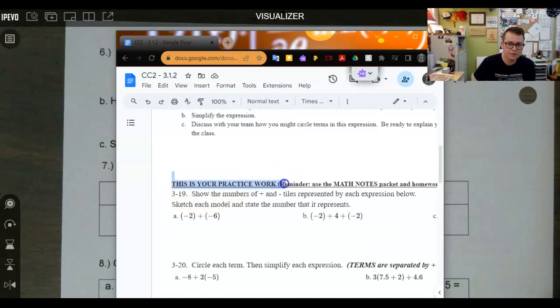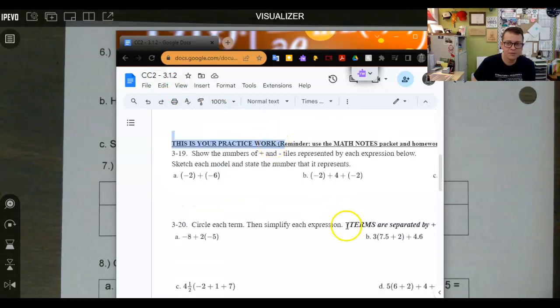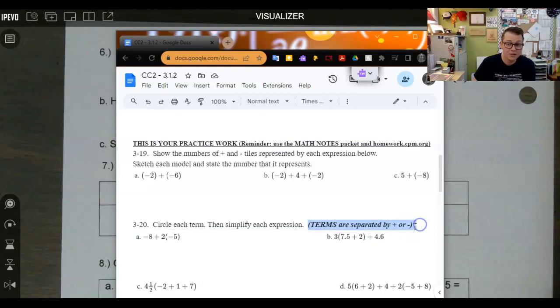So in the practice work from 3.1.2, terms are separated by addition or subtraction, because remember, subtraction is really just addition of a negative. Now be careful though, inside of parentheses, that's already grouped together. It's already associated. So that addition doesn't count if it's inside of parentheses. The addition outside of the parentheses does count and splits this up. So on your homework, you should have said that this had two terms.